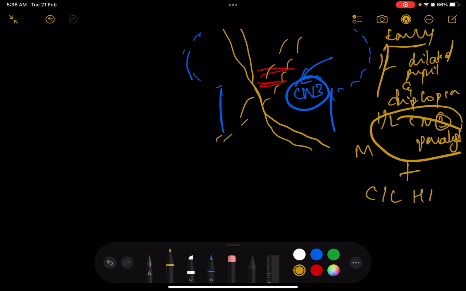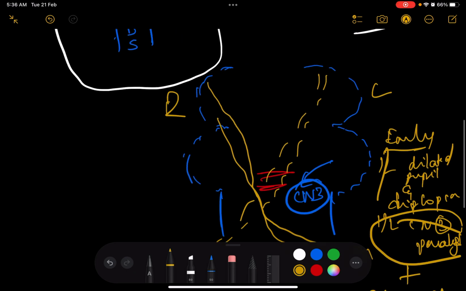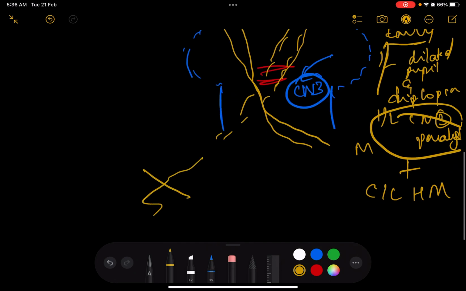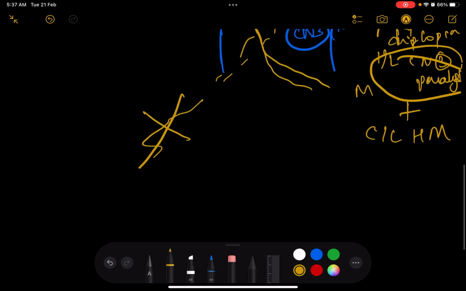Plus, in the early stages, it's going to also cause contralateral hemiparesis. Why? Because it's first affecting these nerves that are coming from the left hemisphere and going to the right. So all the functioning of the right hemisphere is going to be affected. Correct? The right hemiplegia.